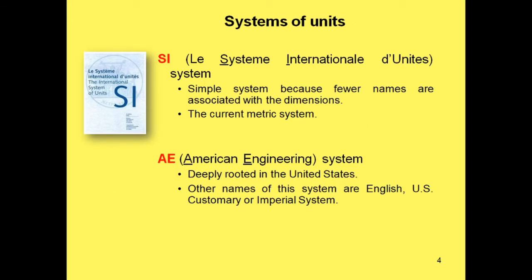System of units. What are the systems of units? One is the SI unit, International System. Another one, American Engineering System, AE System. First one, SI System, or International System. This is a simple system, with fewer names associated with the dimension. This is the current metric system. American Engineering System is deeply rooted in the United States. Other names of this system are English, US customary or imperial system.